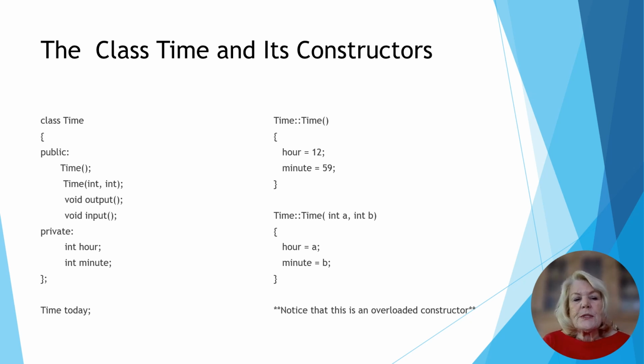And then on the right, you see the definition of both constructors. You put the name of the class and then the scope resolution operator, which are those two colons. Then the name of the constructor, which is the same name as the class. So as a default constructor, when they create an object, hours is set to 12 and minutes is set to 59. The definition for the constructor on the bottom lets the user decide what hours should be and what minutes should be by passing those values when it's called in the program.